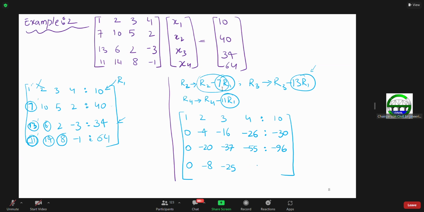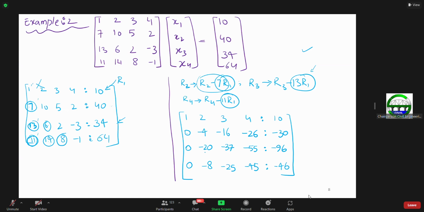Minus 45 is equals, not equals, and then finally this one, minus 46. Correct. So now our first thing is done. We made this one and this one equal to 0.